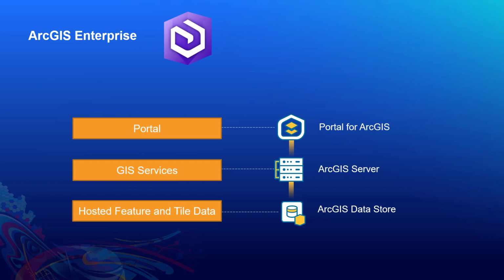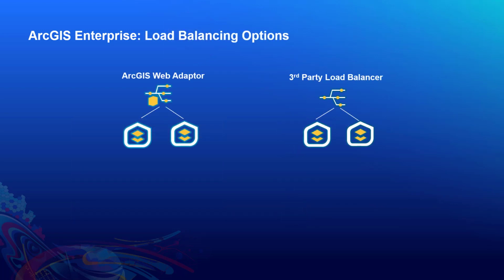So ArcGIS Enterprise supports high availability out of the box for Portal for ArcGIS, ArcGIS Server, and ArcGIS Data Store. The web adapter is also involved in supporting high availability, which we'll talk about within this session. First, I want to talk about how to get requests into the deployment. There's 2 different options. The first is the ArcGIS web adapter, and the second is a third-party load balancer.